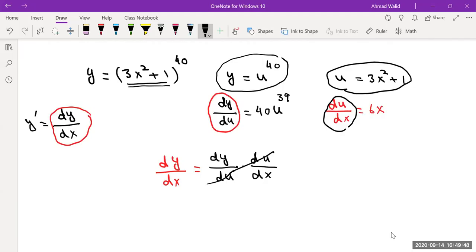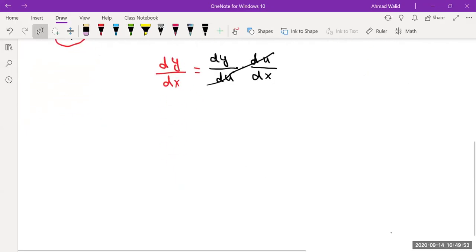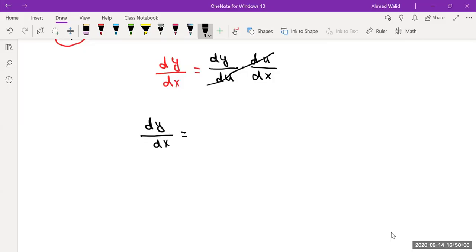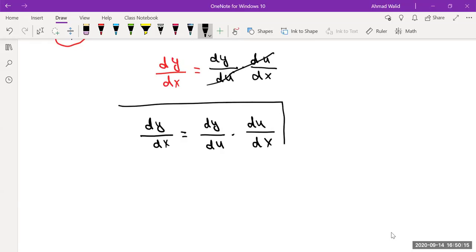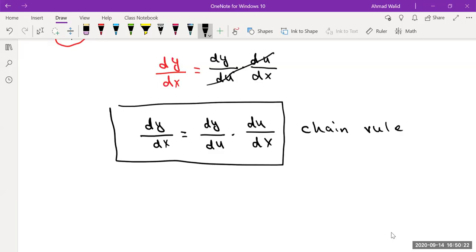Then I can write, this is kind of a proof for the chain rule. Every time that I look for dy over dx, it means I'll take dy over du, which means the derivative of the outside, times du over dx, the derivative of the inside. We call this formula the chain rule. This is your chain rule, nothing else.